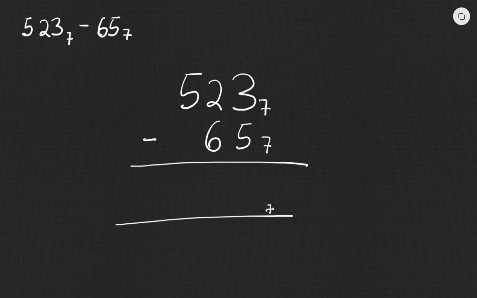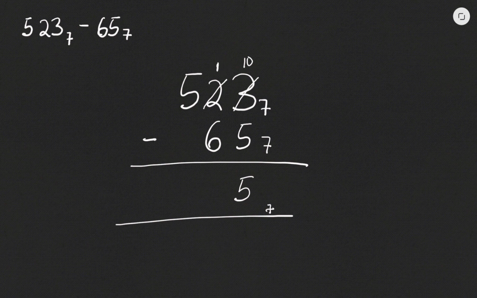So I'm to subtract 5 from 3, which is impossible. So I'll borrow 1 from the 2 over here. Then I'll be left with 1 over here. Now the 1 that I borrow becomes 7 plus the 3 over here, then it becomes 10. So I now have 10 here. 10 minus 5, that will give me 5. So I have 5 over here. So I'm left with 1 over here.